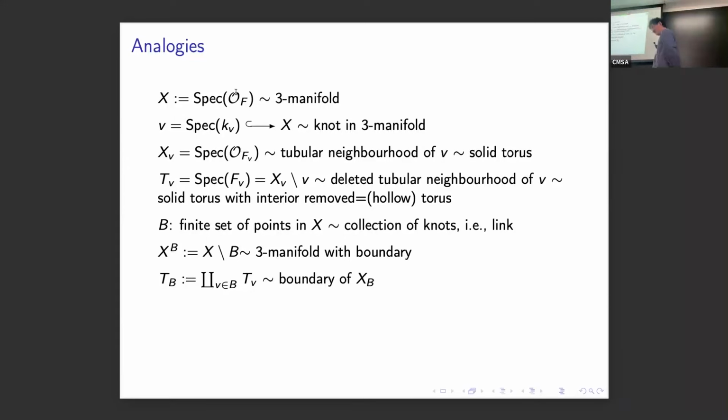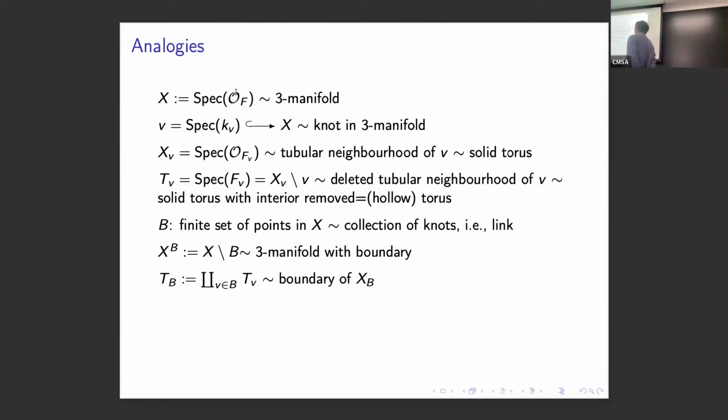Now, B was supposed to denote the finite set of points of X. So that's like a collection of knots inside, a link inside the three manifold. And when you remove those finite set of points, you can think of yourself as removing a little closed tubular neighborhood around that knot, in which case you get a three manifold with boundaries. So this deleted ring of integers, the finite set of primes removed, is like a three manifold with boundary.